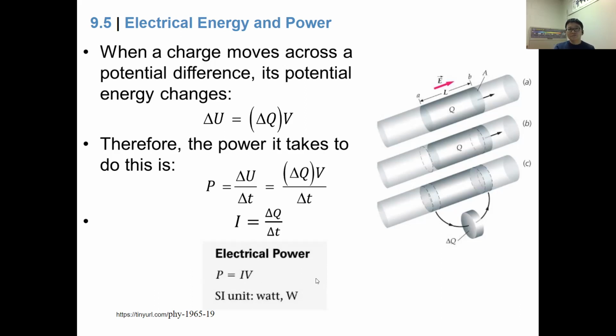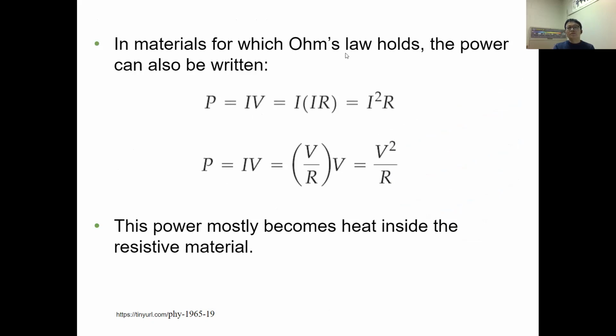So P equals I times V. According to Ohm's law, V is equal to I times R. So power can also be equal to I squared times R, or I can be written as V over R, so power can also be written as V squared over R. Power equals I times V, or I squared times R, or V squared over R. Those are the three expressions. Just remember, power mostly becomes heat inside the resistive material.